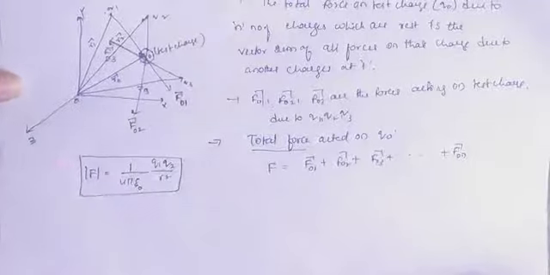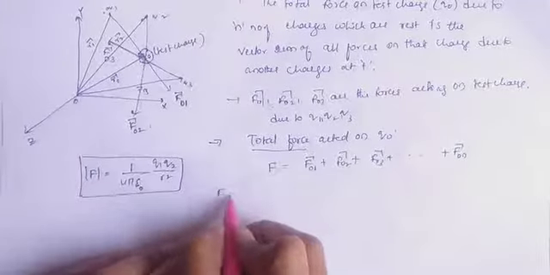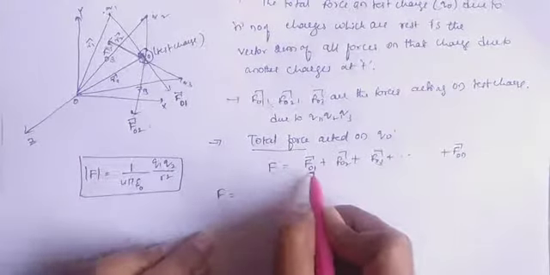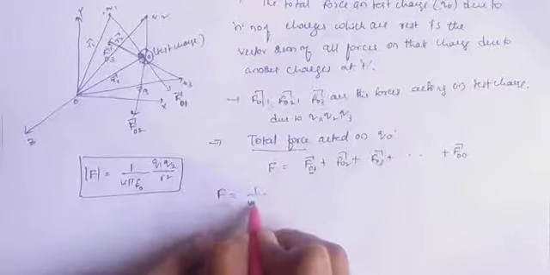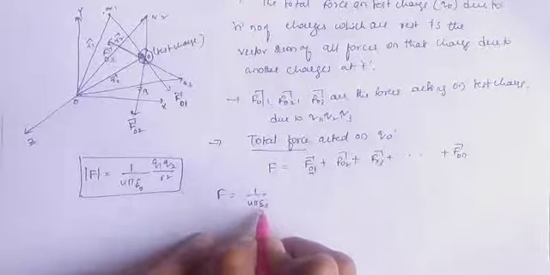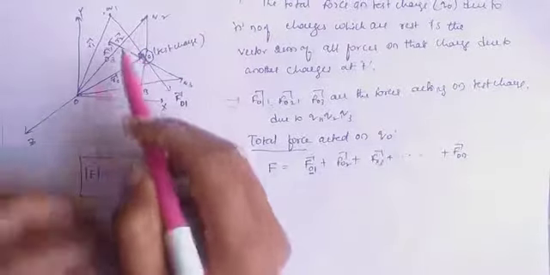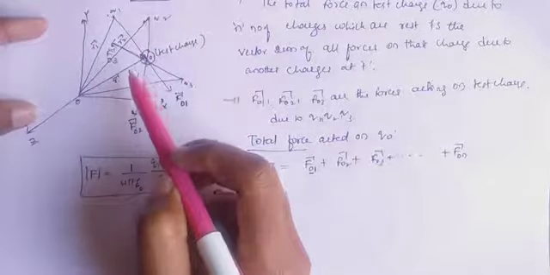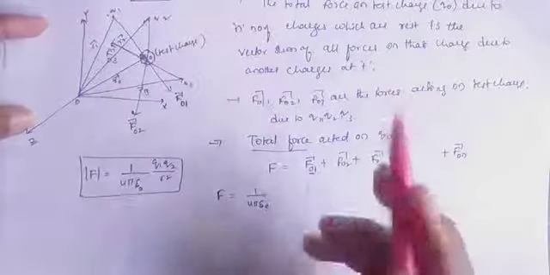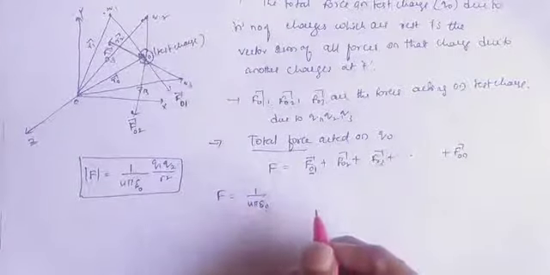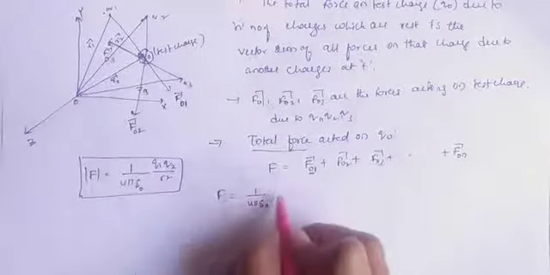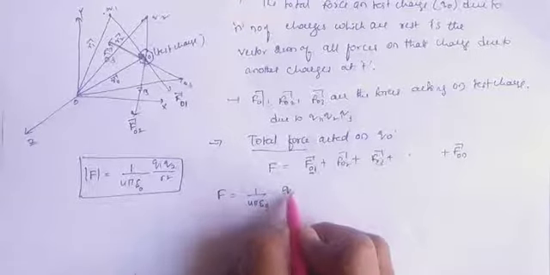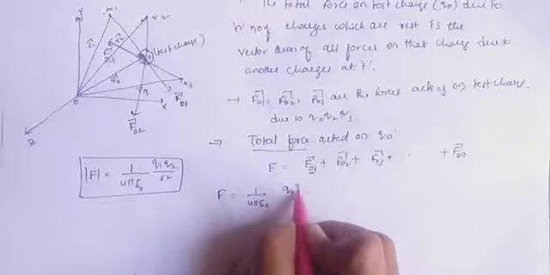Now, for the total force, the force acting on the test charge due to the first one can be written as 1 by 4 pi epsilon naught. Here we write epsilon naught because the medium in between the charges is vacuum or space. So here we are considering air or vacuum in between those charges. So 1 by 4 pi epsilon naught, q1 is q naught, and q2 is q1.